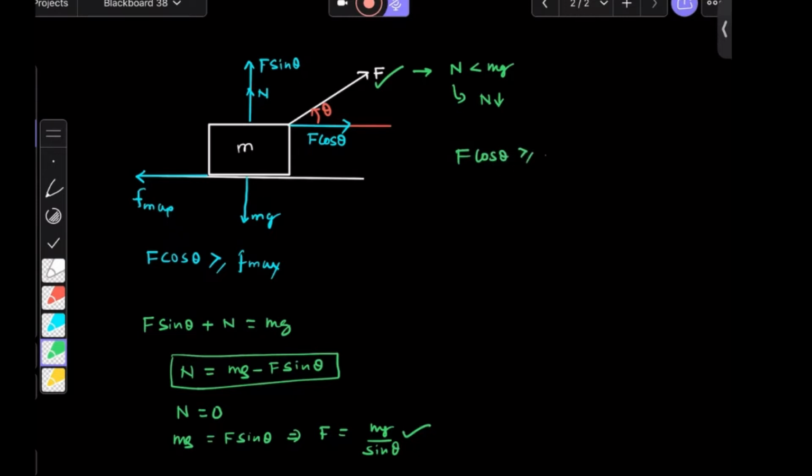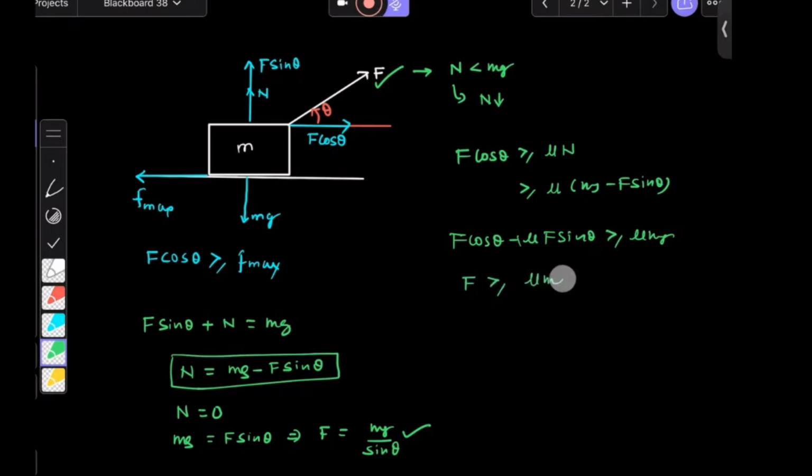F max, which is going to be mu times normal contact force, which is basically mg minus F sin theta. So F cos theta plus mu F sin theta must be more than or equal to mu mg. On simplifying we get, F should be more than or equal to mu mg by cos theta plus mu sin theta.